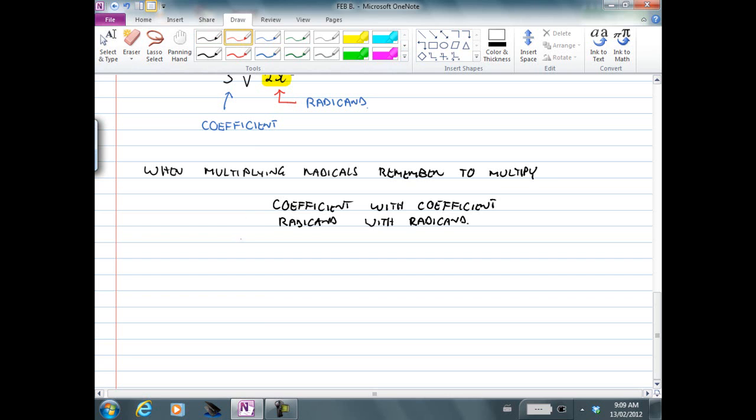Now, instead of using all these fancy words, let's do it simple. Outside with outside. Inside with inside. It's a bit easier to understand, but it's the exact same concept.